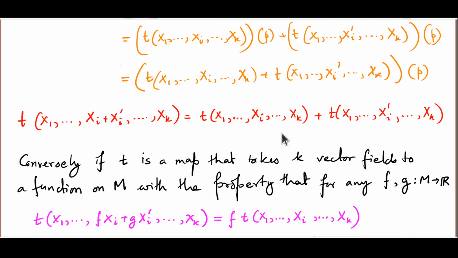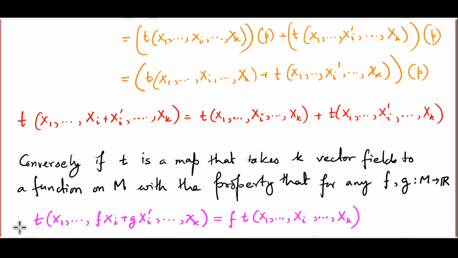But alternatively, we could also talk about T as a map which takes k vector fields to a function on M, with the additional property that for any functions f and g, which are real valued functions on the manifold, note that we are not making any statement about the smoothness of f and g here. In particular, we have not demanded that they are C infinity functions.